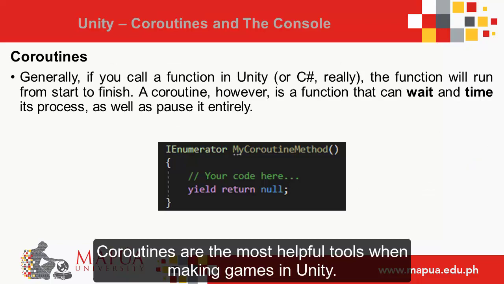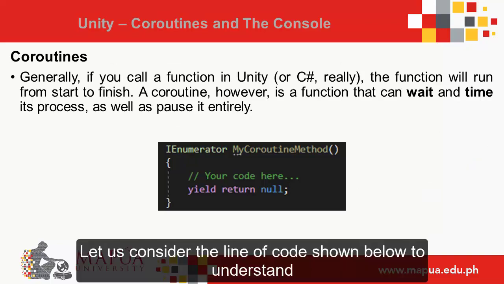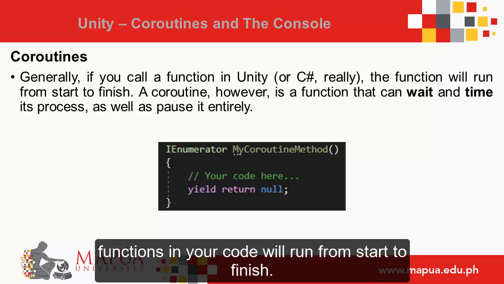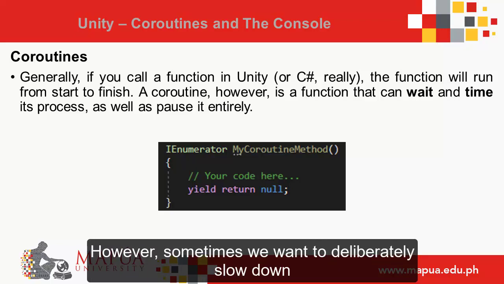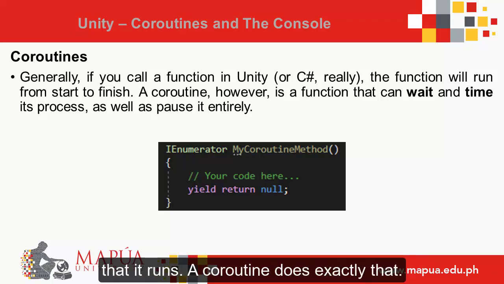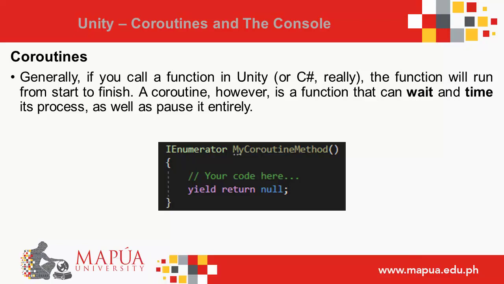Coroutines are the most helpful tools when making games in Unity. Let us consider the line of code shown below to understand what coroutines are all about. Normally, functions in your code will run from start to finish. However, sometimes we want to deliberately slow down a function or make it wait for longer than the split-second duration that it runs. A coroutine does exactly that.